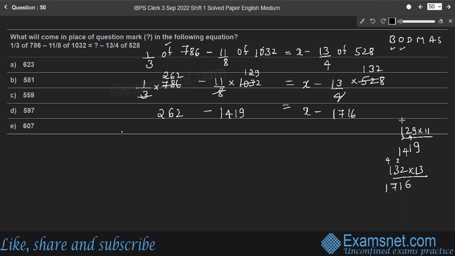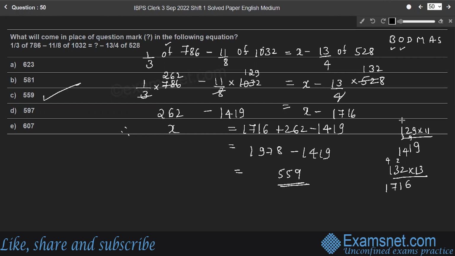Right? Therefore, x is equal to 1716 plus 262 minus 1419. So here 1978 minus 1419. So it is 559. Therefore, x is equal to 559. Option C.